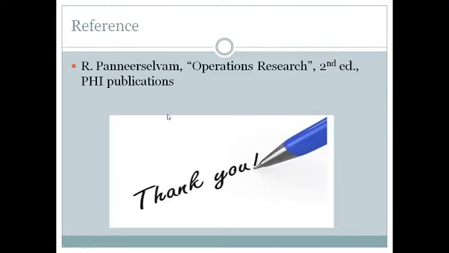So that's it on the first part of this transport problem, and the reference for this lecture is Panneerselvam, Operations Research, second edition, PHI publication.